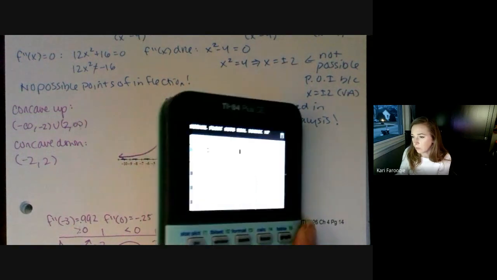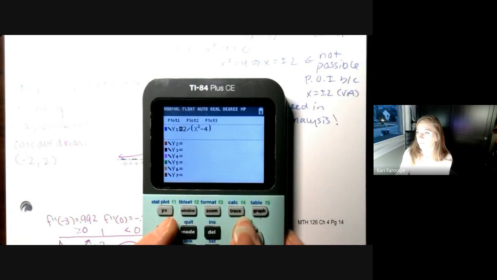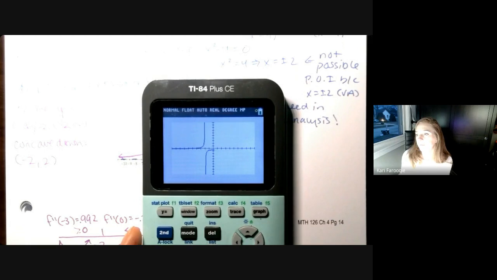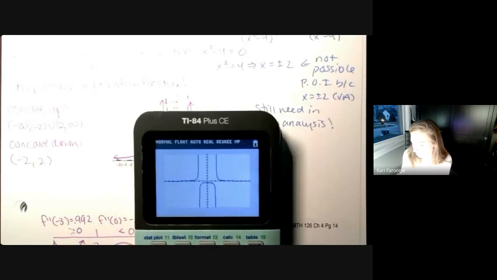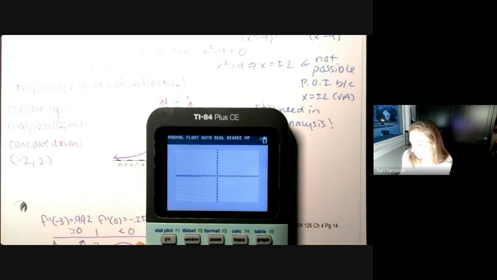I wonder if I turn this on. Oh, kind of. Okay, we'll just do that. 2 over x squared minus 4. All right, I'm going to zoom 6. There it is. If you want it to look exactly like the one on your page, you're going to have a hard time doing that because of the rectangular nature of the screen, but you can zoom 5 and you'll get it to be a much closer picture.